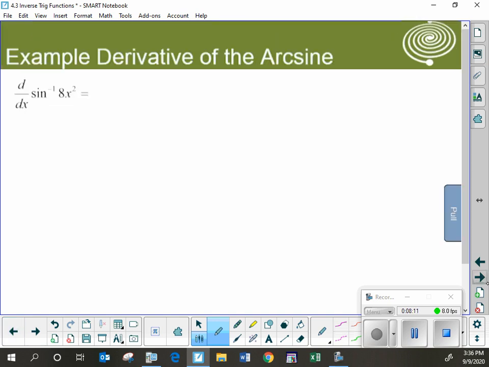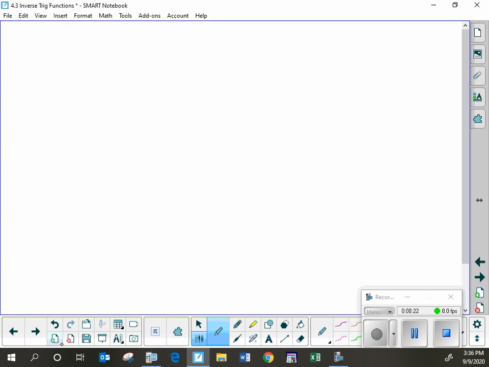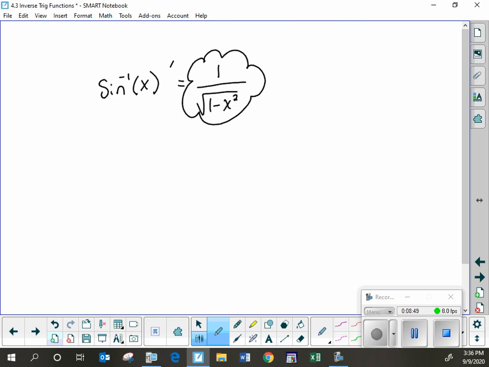So then, example, I feel like there should be a proof. Where is that at? You guys have it in your notes, maybe? Because it is kind of nice to see where these come from. Sine inverse of x, and we want to prove its derivative. I want to prove that the derivative is u prime over square root. Actually, if I'm just doing x, it's going to be the derivative of x, which is 1, and then I'm going to have 1 minus x squared. So I want to show you how that comes about.